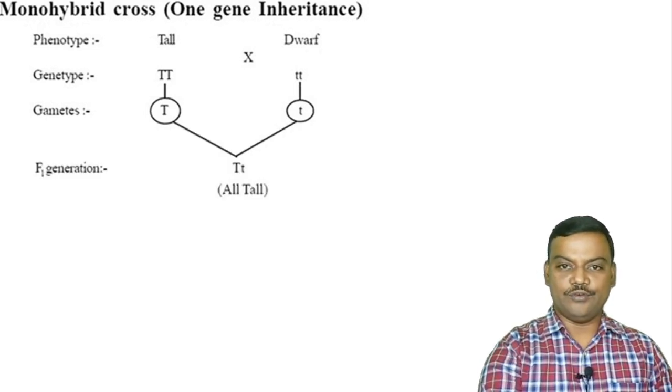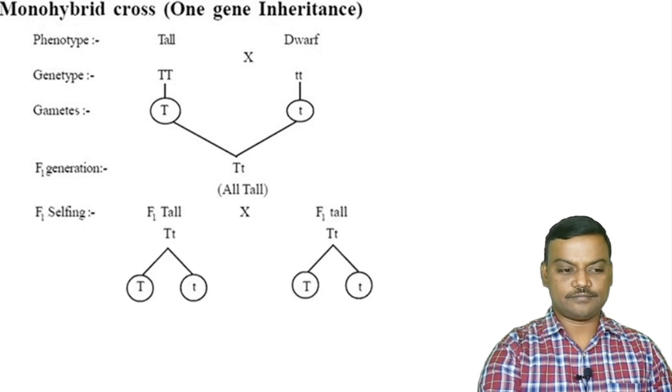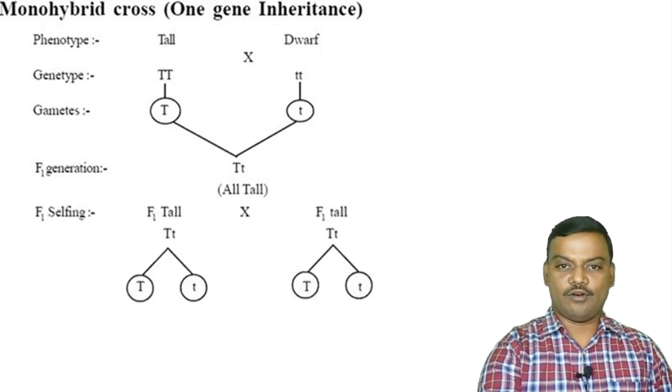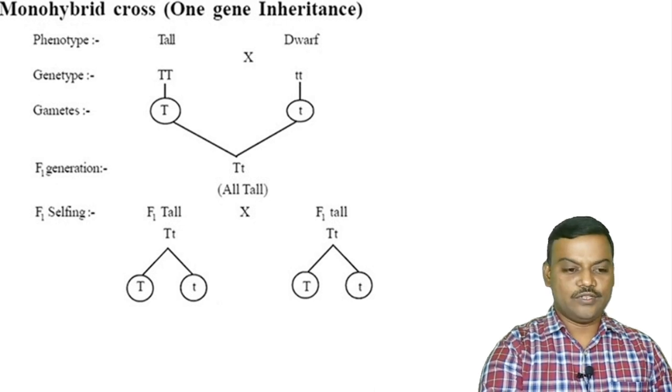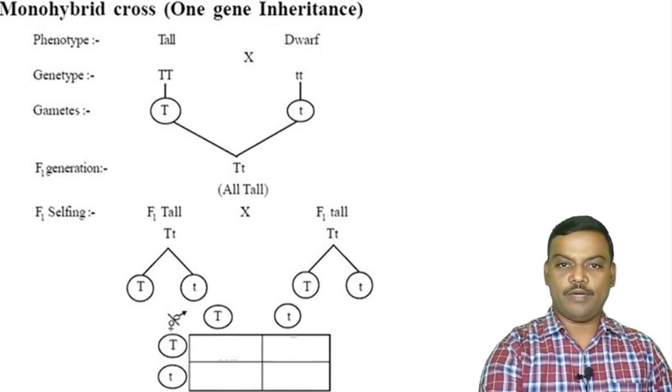So these gametes fuse randomly to form the F1 generation. It is called the F1 hybrid. This F1 hybrid is tall in nature because of the heterozygous condition, capital T small t, so Mendel got only tall plants in the F1 generation. Again, by conducting a cross between two F1 hybrids, because of the heterozygous condition, it can produce two types of gametes. 50% of gametes are with capital T and 50% of gametes are with small t. So these gametes fuse randomly to form the F2 generation.